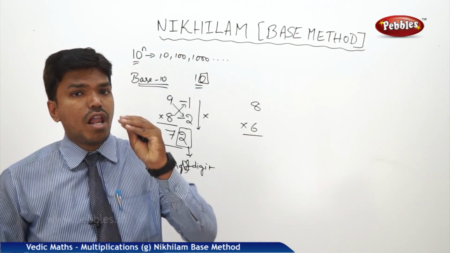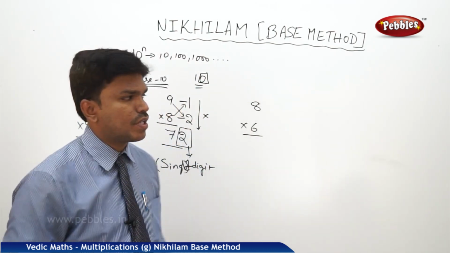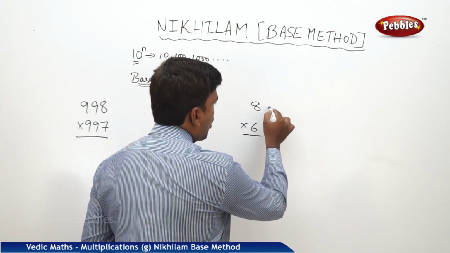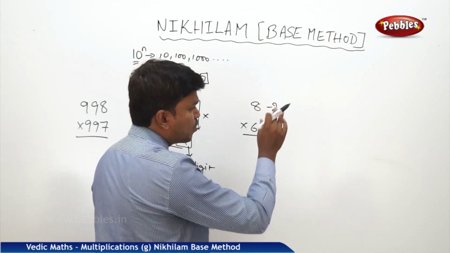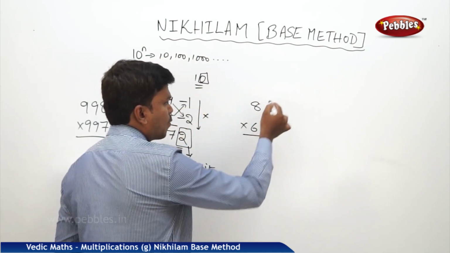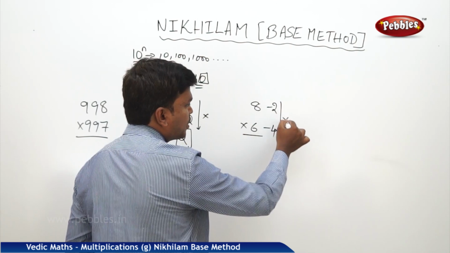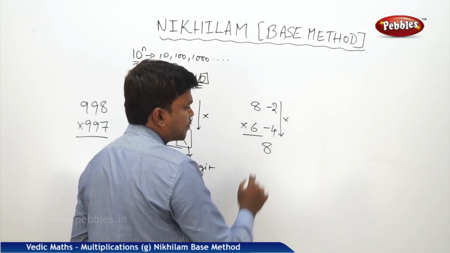Suppose if it is less than one digit, you have to put a 0. Now see here, 8, how much less is it? 2 less. That's why after putting minus, write 2, which is how much less. It is also minus 4. Now multiply the deficient digits. Minus into minus is plus, 2 4s are 8.